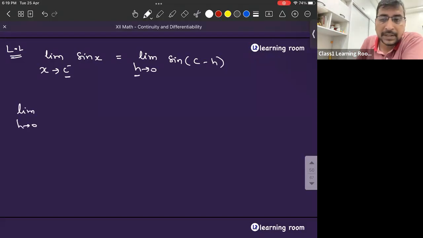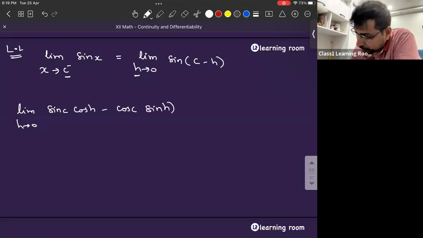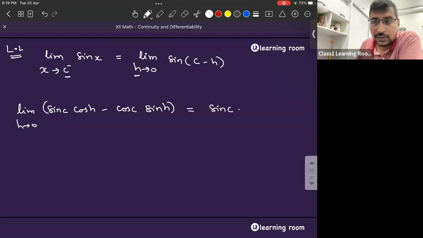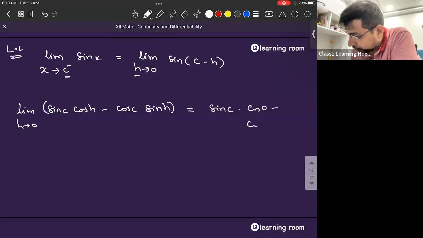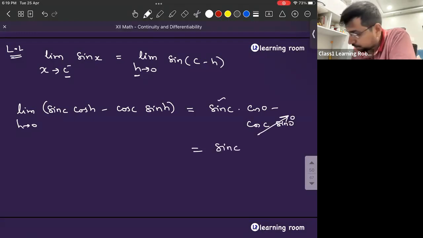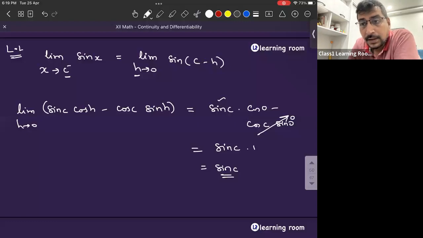What is sin of a minus b? Sin a cos b minus cos a sin b. So if you substitute h tends to 0 here, it will be sin c into cos 0 minus cos c into sin 0. What will you get? Sin 0 is 0. Sin c is sin c only. What is cos 0? It is 1. It will come out to be sin c. So what is this value? This is the left limit.